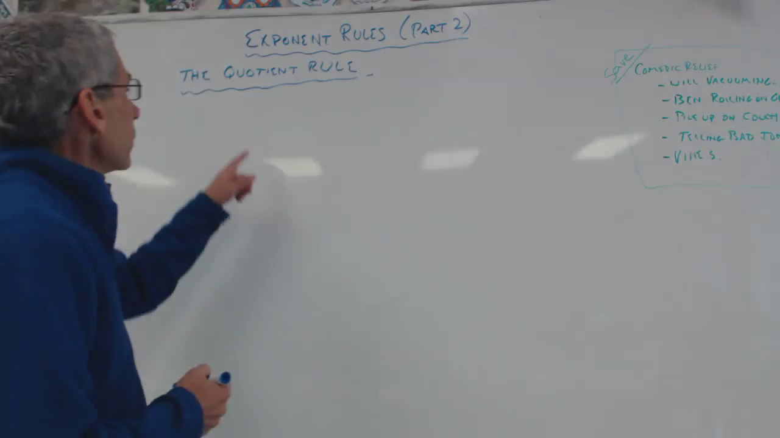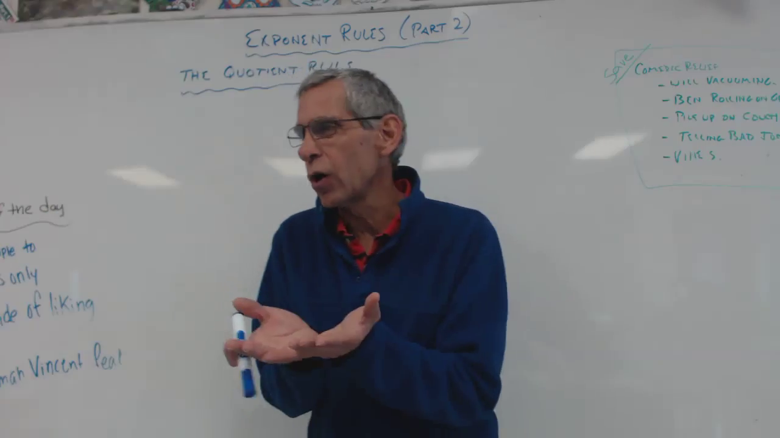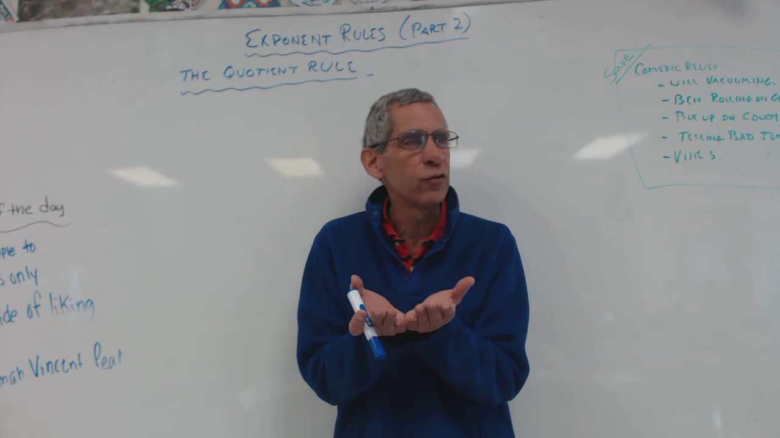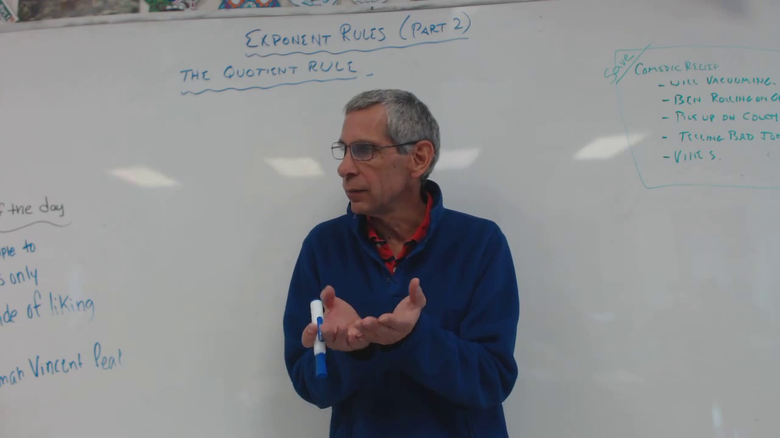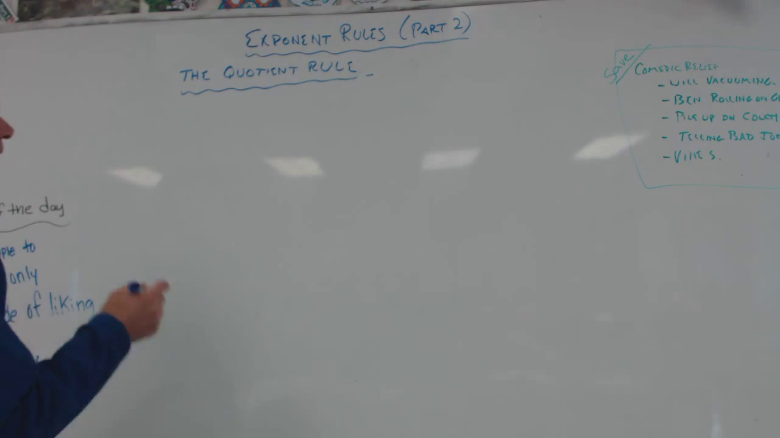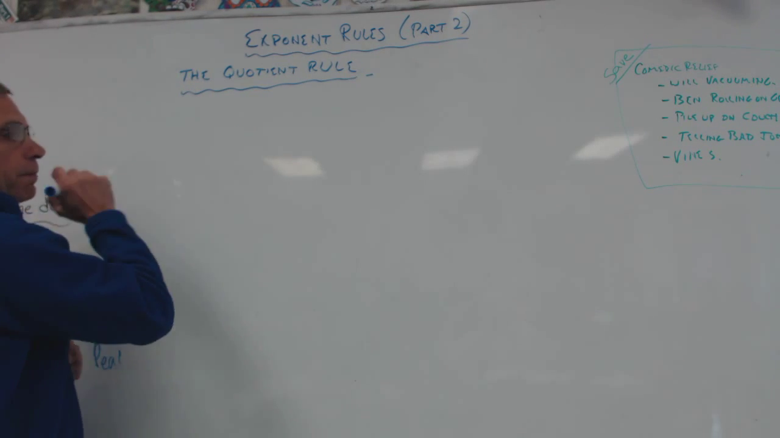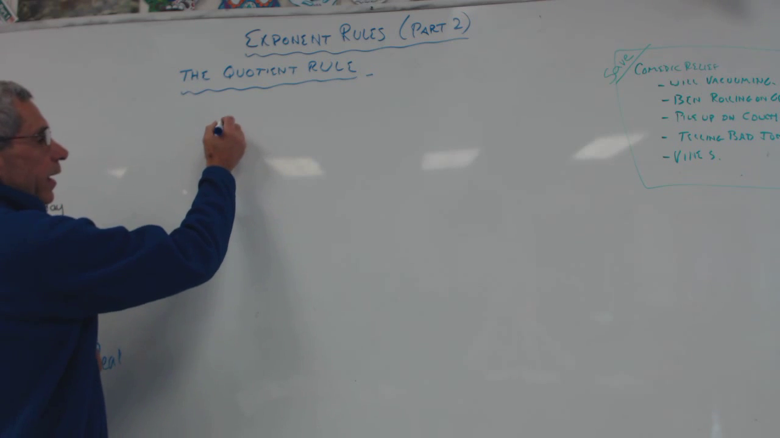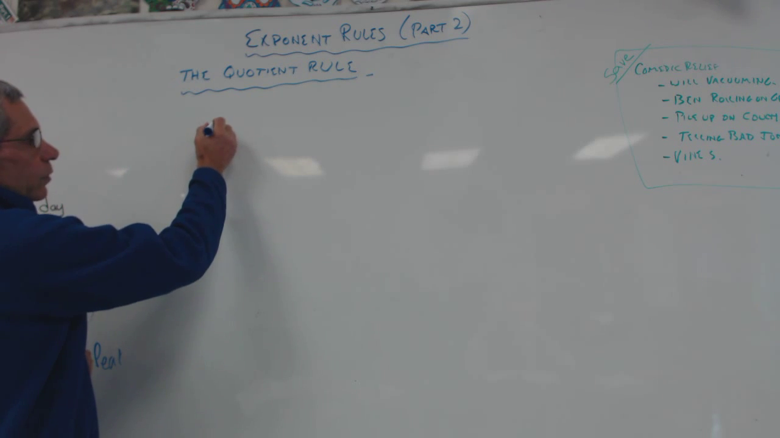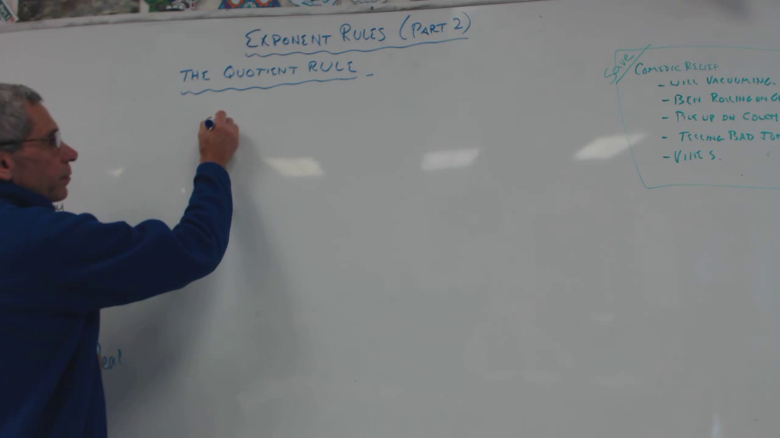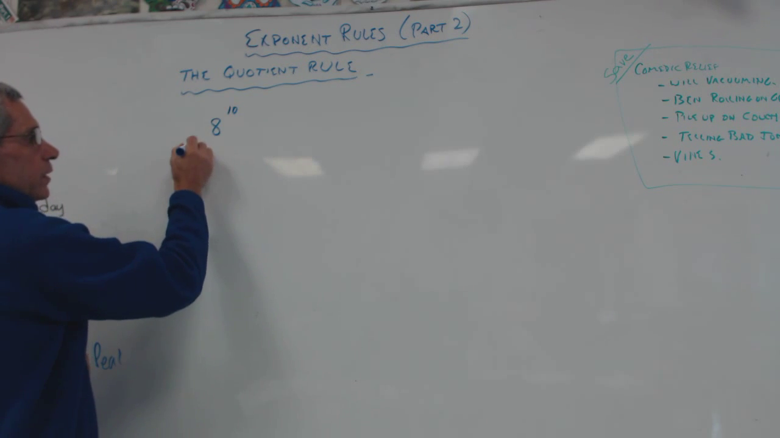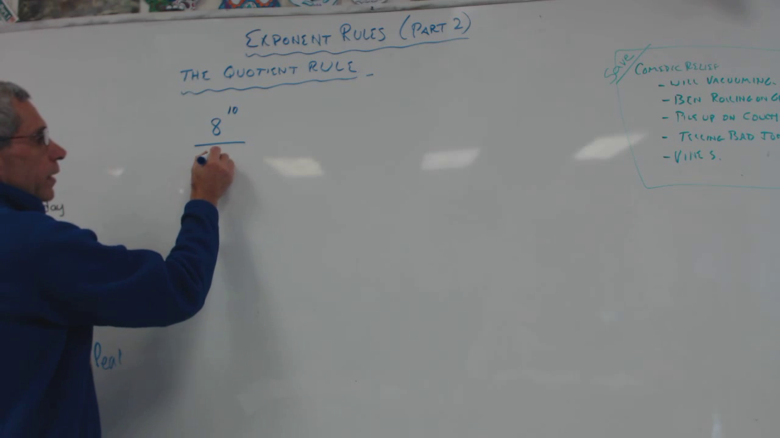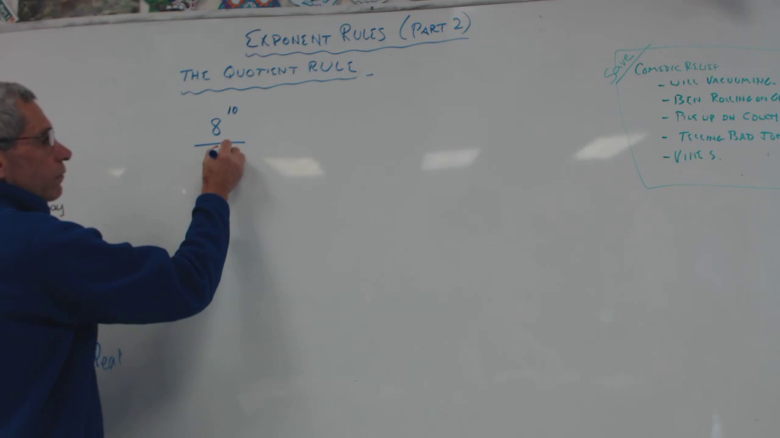Okay. So now we're going to talk about the quotient rule. What does quotient mean? The quotient of two numbers. Divided, right? It means you're going to divide the two numbers. Okay, so let's say I had, I'll just first give the number. Let's say we have 8 to the 10th over 8 to the 4th.